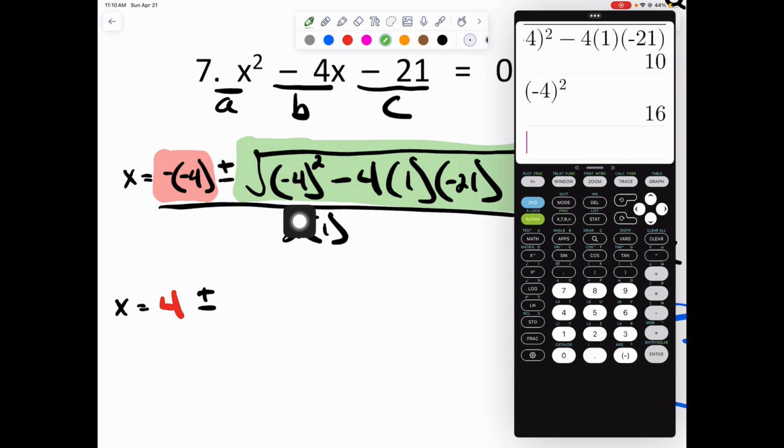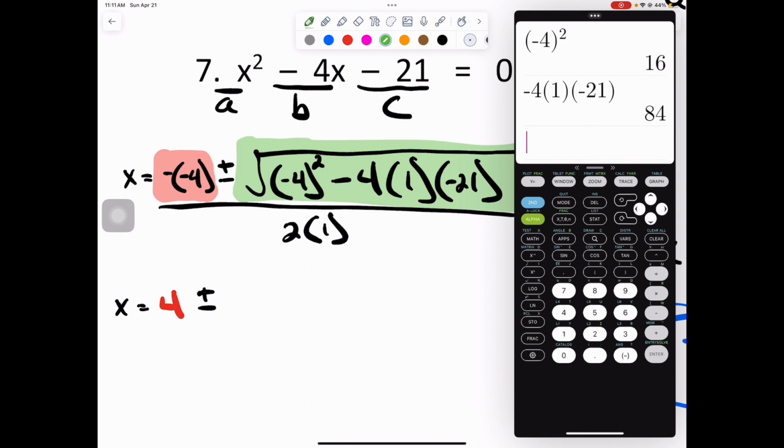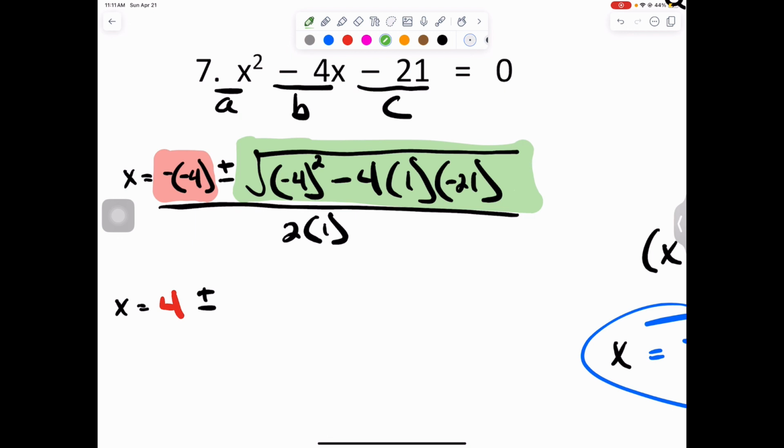Now we will break this down into two computations. Negative 4 times 1, well, negative 4 times 1, we'll also do times negative 21, gives us, let me get rid of the plus, 84. 16 plus 84 gives us 100, and the square root of 100 is 10. So that's why you can also do it for this one. That eliminates one of the steps. And then 2 times 1 is simply exactly 2.